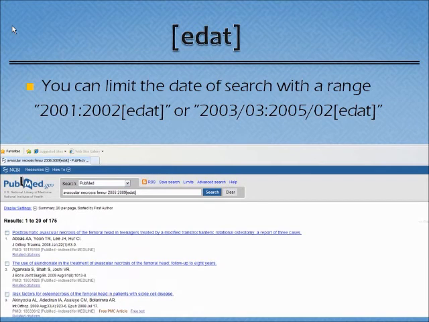Also, you can limit the dates that you want to search. You can use the edat, like this. For example, just by year, and after edat, or with months with edat, and afterwards the results come just between these dates.